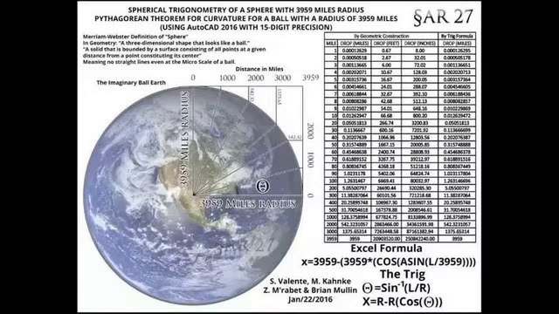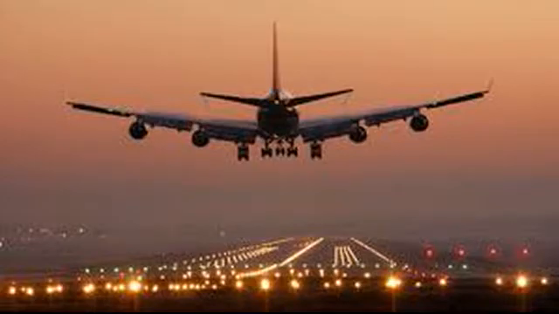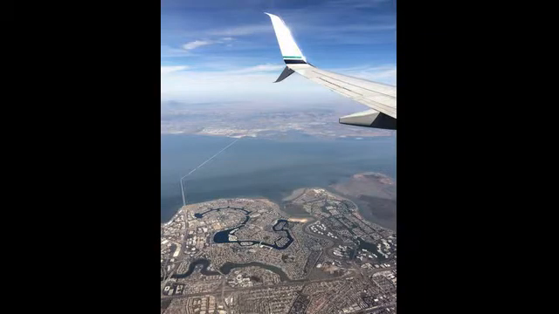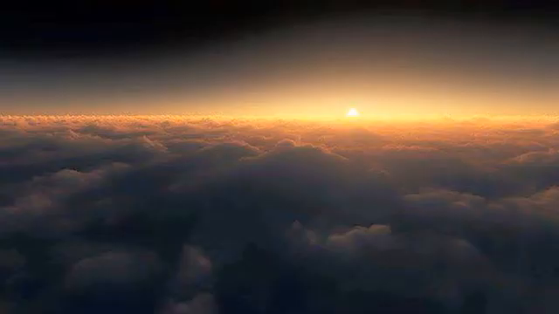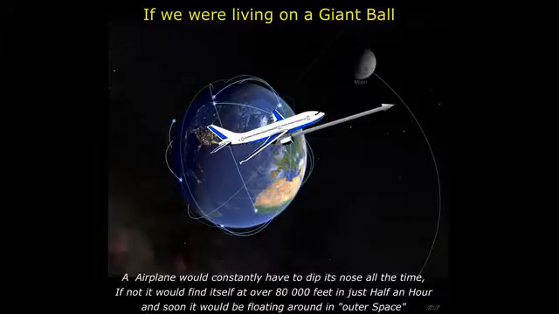So, this being the case in their made-up model, a pilot would need to adjust the nose downward in order to maintain the same altitude above the ball Earth's surface and to avoid flying upward at a tangent to the sphere down below.